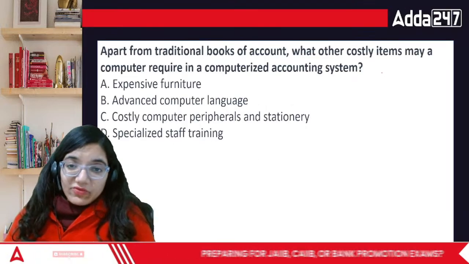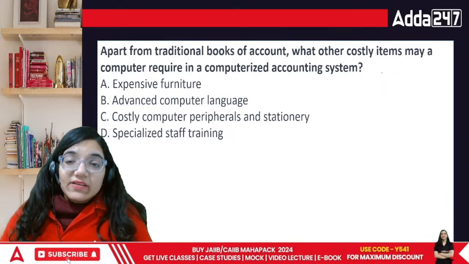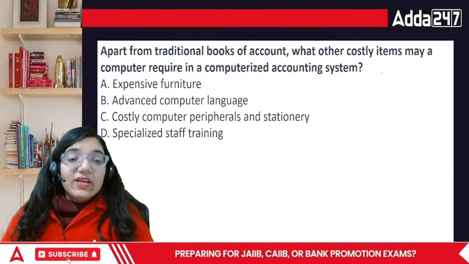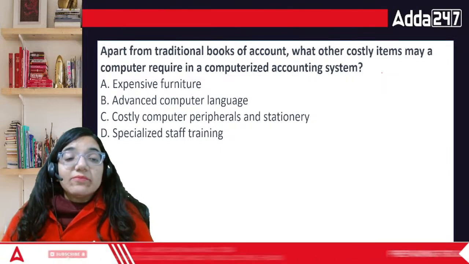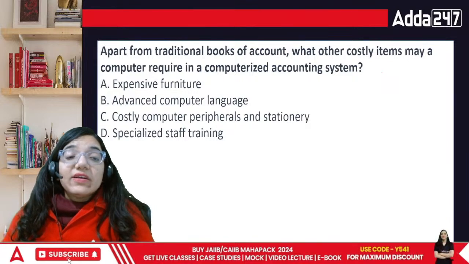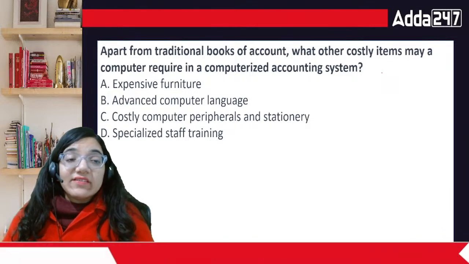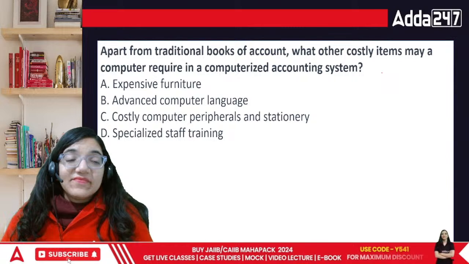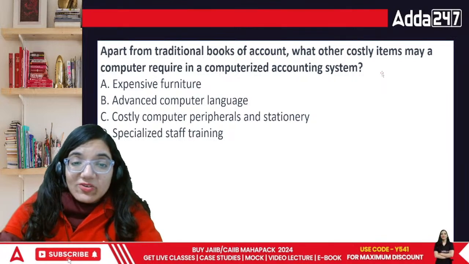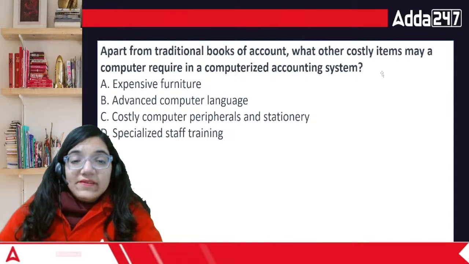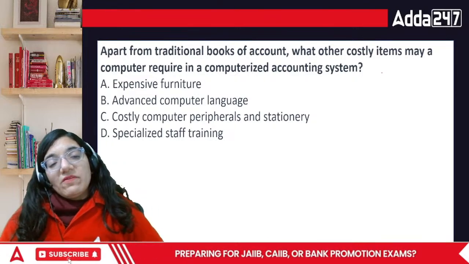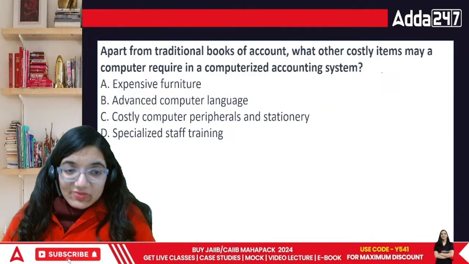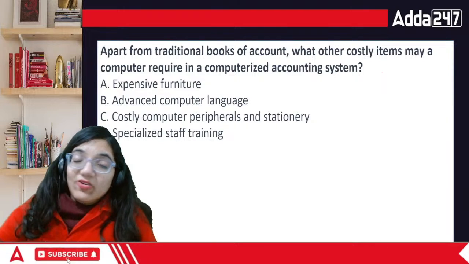Apart from the traditional books of accounts, what other costly items may a computer require in a computerized accounting system? Expensive furniture, advanced computer language, costly computer peripherals and stationery, or specialized staff training. What would be the answer according to you, everyone? When we talk about this era, other than the traditional books, when you require all these costly things, the problem is that we need a lot of computer peripherals.